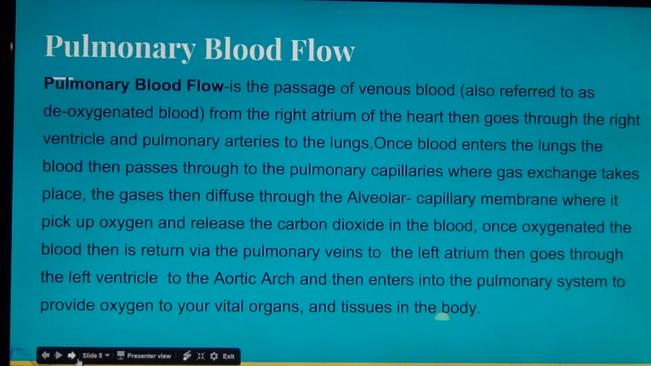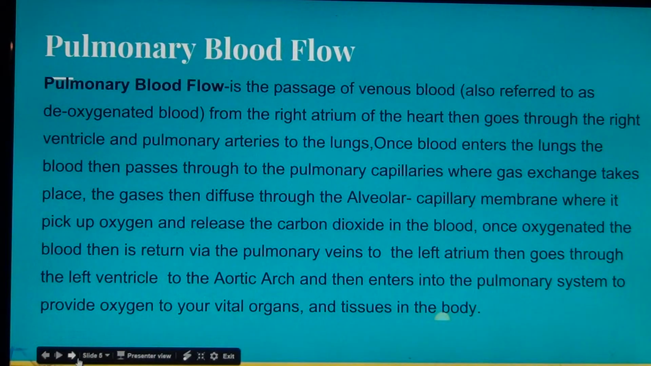Pulmonary blood flow. Pulmonary blood flow is the passage of venous blood, also referred to as deoxygenated blood, from the right atrium of the heart, then through the right ventricle and pulmonary arteries to the lungs. Once blood enters the lungs, the blood then passes through the pulmonary capillaries where gas exchange takes place.